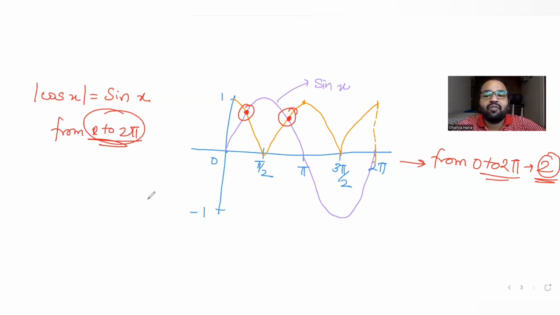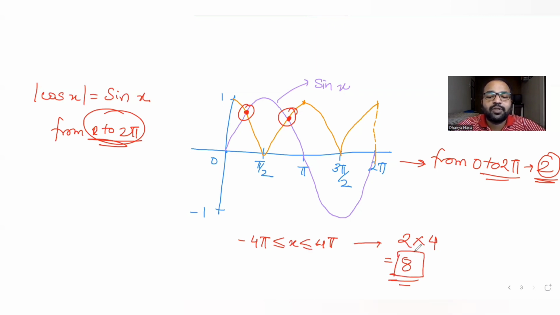Now, to find the total number of solutions from minus 4 pi to 4 pi, we just find it from 0 to 2 pi and multiply by 4. We had two solutions here. Multiplying by 4, I get the total number of solutions for this expression as 8. So the correct answer for this question is 8, and the option that matches is C. That is, 8 solutions are present for the given expression from minus 4 pi to plus 4 pi.